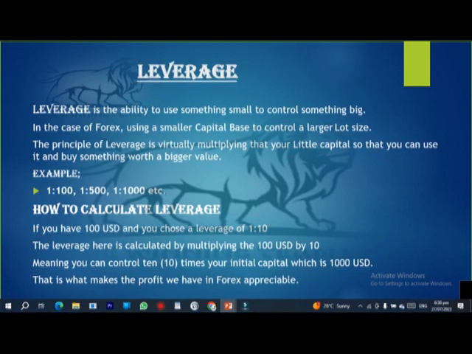The leverage I advise is 1:500 for an account of $100 or anything lower than $100 up to $1,000. 1:500 is good to go. You are good to go with that one. So please take note of that.